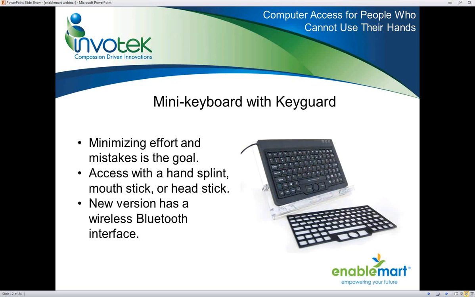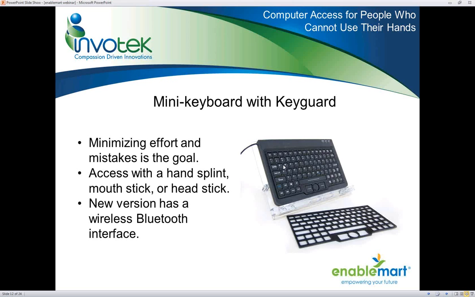When people use a head stick or a mouth stick, or if they have gross arm movement but not fine hand movement to be able to select letters easily, one of the least expensive and, we find, very effective approaches is to take a smaller keyboard. So instead of having it be the normal size, this is a keyboard that's a little bit smaller, and then put a little plastic guard that you can see here over the letters so that in between each letter there's a little piece of plastic.